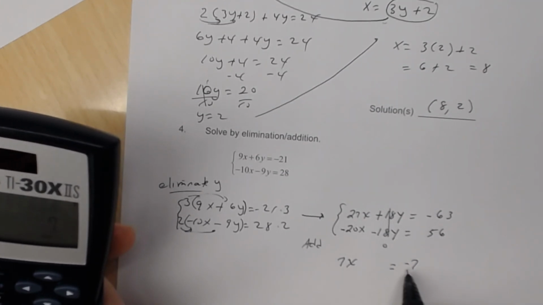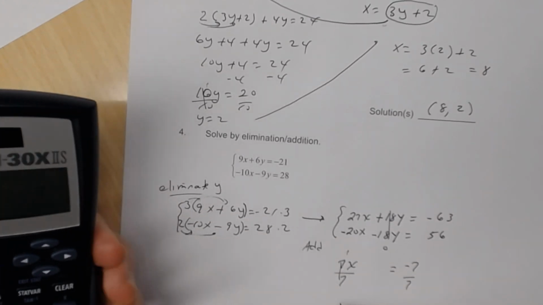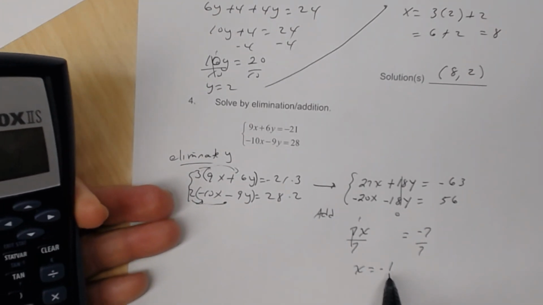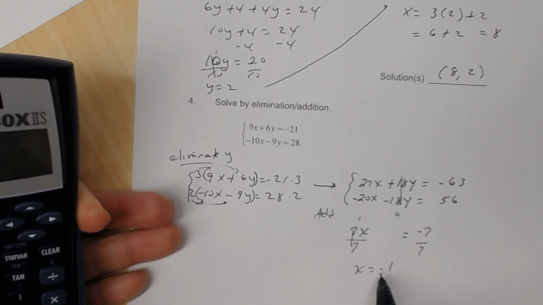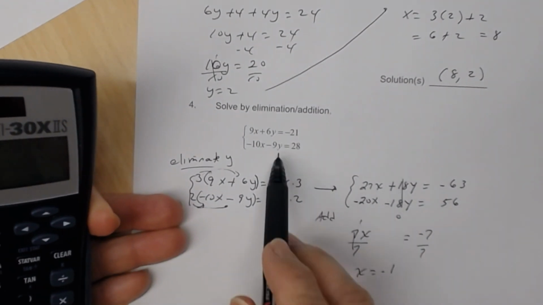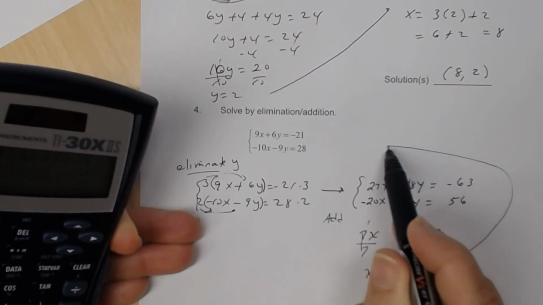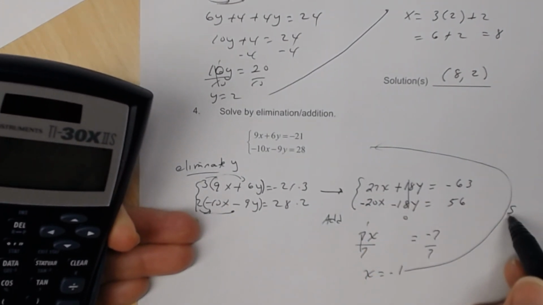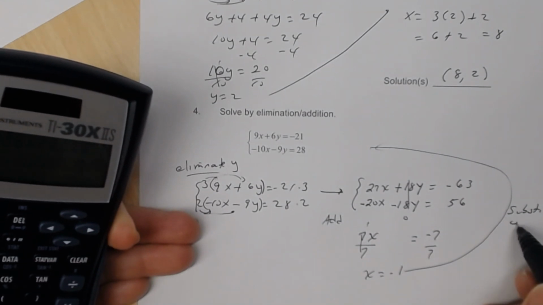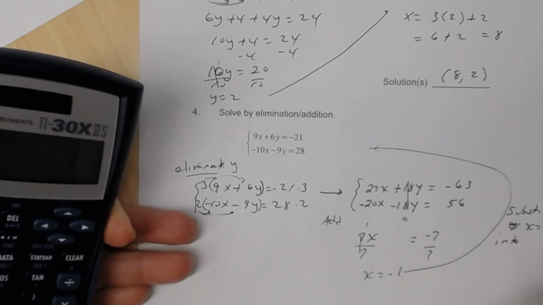So then I solve this equation right here for x. I'm going to divide both sides by 7, and I get x to be a negative 1. So that's the x coordinate of my solution. Now I've got to find the y coordinate. To do that, I'm going to go into one of these equations. No matter which one, it does not matter. Wherever I see the variable x, I'm going to substitute x equal negative 1 into, and let's just pick the first one.